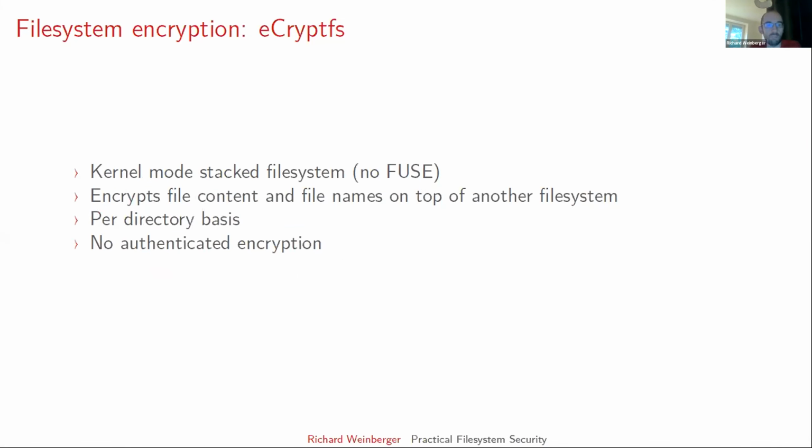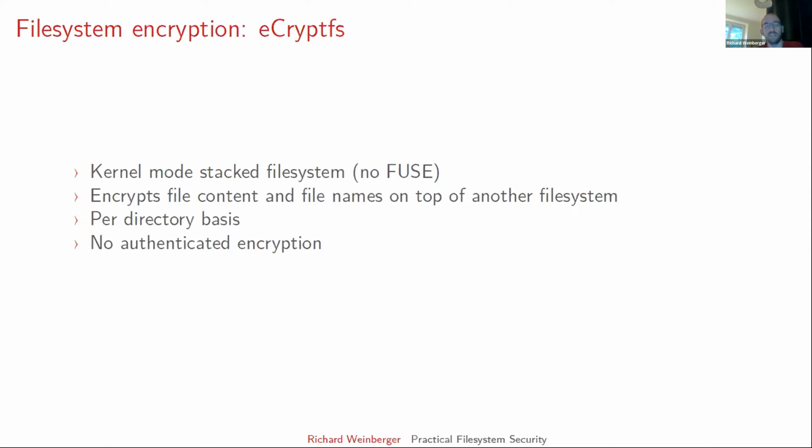Now, a quick overview about the typical file system encryption methods Linux supports, and you will find on current systems. The first one is Ecryptfs. Ecryptfs is rather old. It's a stacked kernel mode file system, so that means it's not fused, so not in user space, it's in kernel, and it basically encrypts file content and file names on top of another file system.